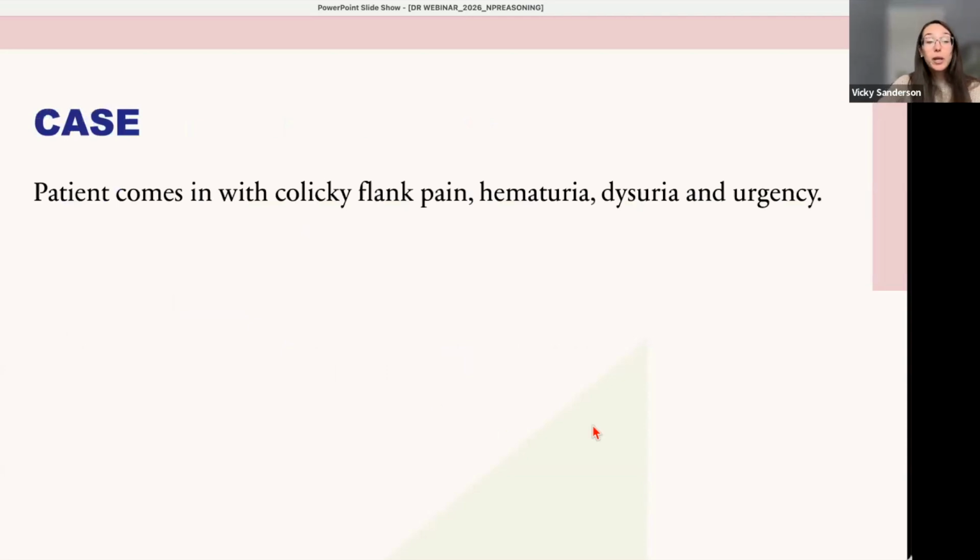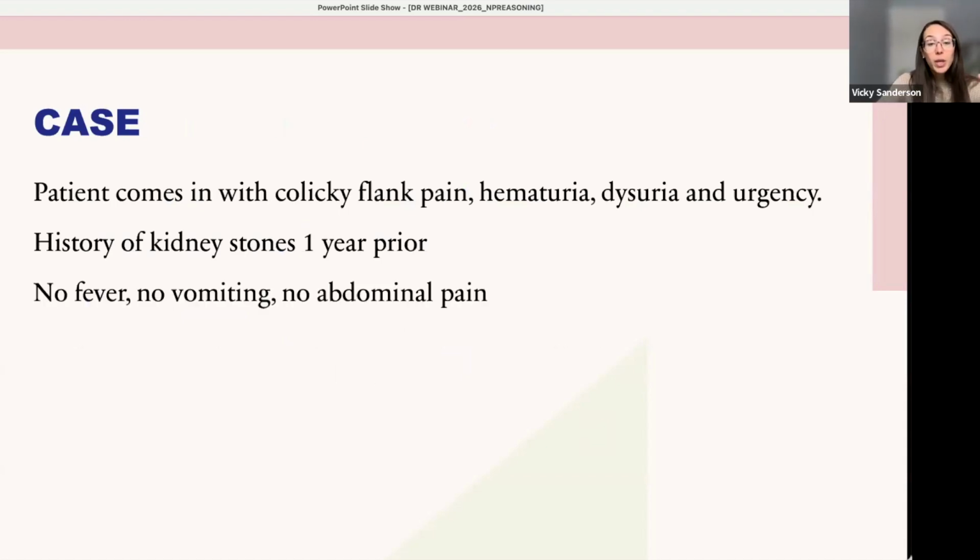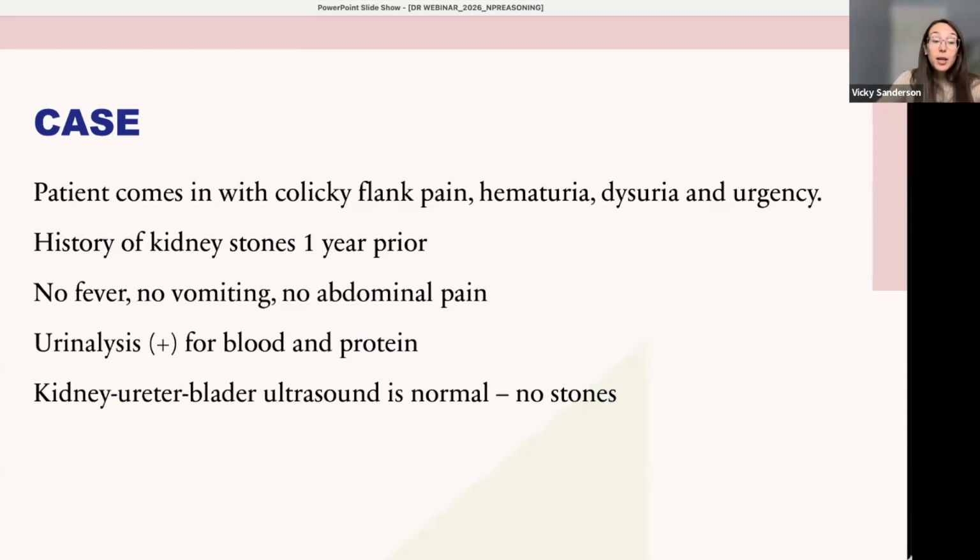So briefly running through a case here, let's say a person comes in with colicky flank pain, hematuria, dysuria, and urgency. They've had a history of kidney stones a year prior, and we know that recurrence of kidney stones is pretty common. They don't have any systemic features. Urinalysis reveals blood and protein, which again might be pointing towards a possible renal colic presentation. Next step we do is order a kidney ureter bladder ultrasound, and it's normal. It's not saying that it has stones.